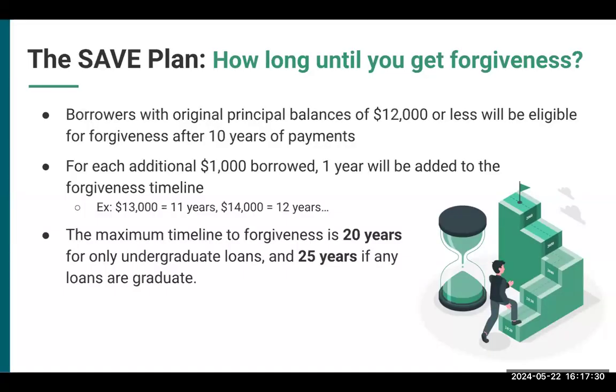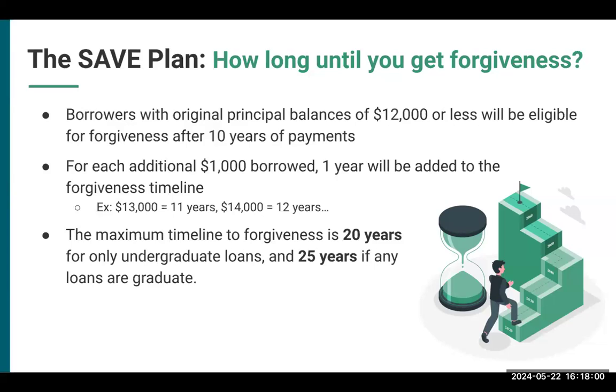So, because the Save is an income-driven repayment plan, that does mean there's a forgiveness option available. The Save plan has a shorter timeline to forgiveness than other income-driven plans. So, the way this works is that after you have enrolled and made payments for the required amount of time, whatever balance you still owe is completely forgiven. For the Save plan, there's a shorter amount of time you have to pay before you can get this forgiveness.